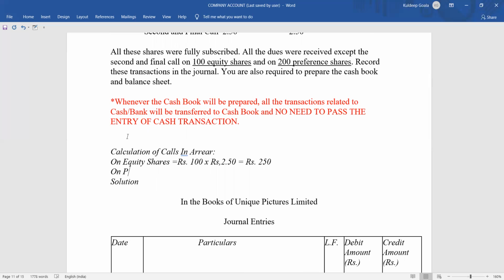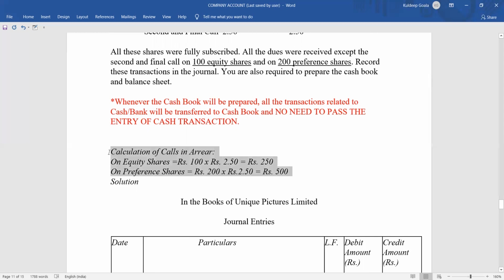And on preference shares, how many rupees is it coming? 200 into 2.5. So how much is it coming? Obviously, it is coming 500 rupees. Right. So this is how it will be placed. I hope all of you have understood it. Okay. This is how it will be placed.